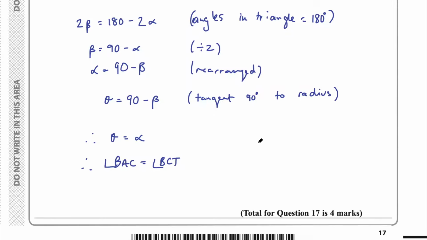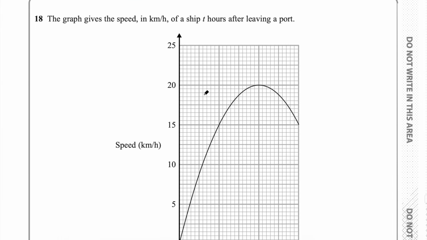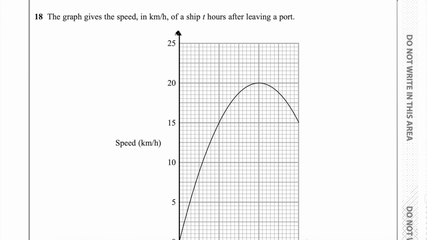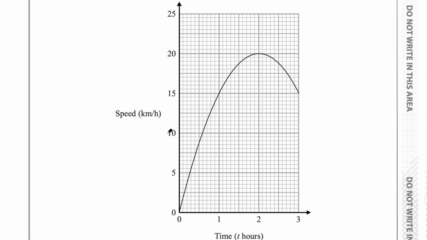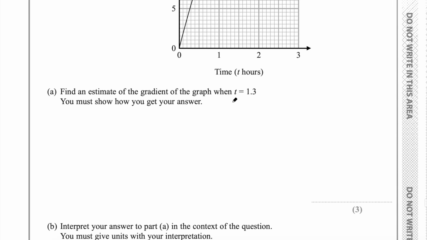Just want to reiterate again, make sure you're giving some reasoning using the correct language to describe your working out. Okay, question 18 says the graph gives the speed in kilometers per hour of a ship t hours after leaving a port. So here we have a graph with the speed and the time. And part A says find an estimate for the gradient of the graph when t equals 1.3. You must show how you get your answer.